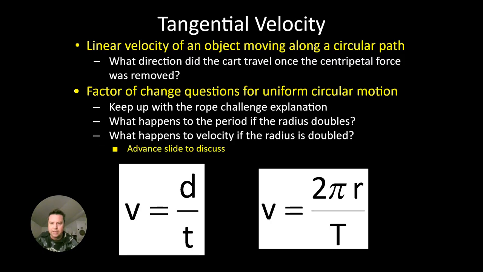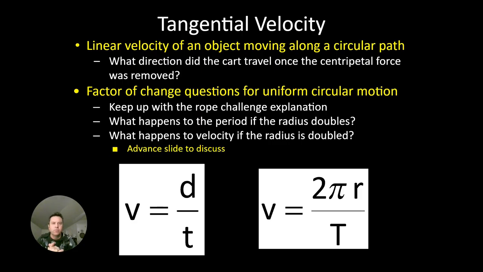All right, tangential velocity. This is the first equation, sorry, guys, I lost my place. Tangential velocity is how fast you're going tangent to the circle, so sideways, perpendicular to the circle. It's the linear velocity of an object moving along a circular path.